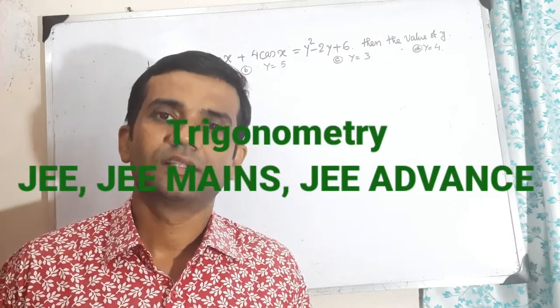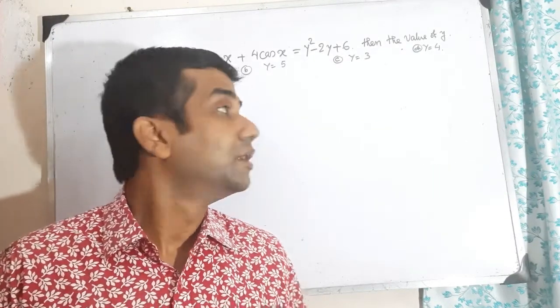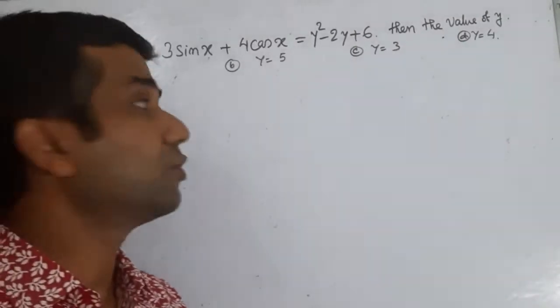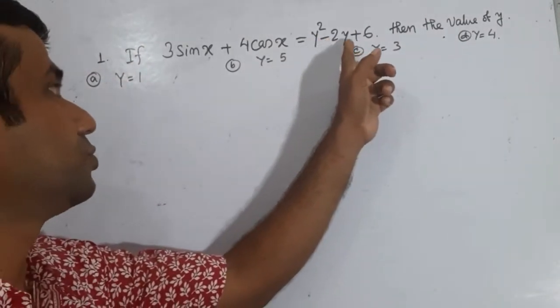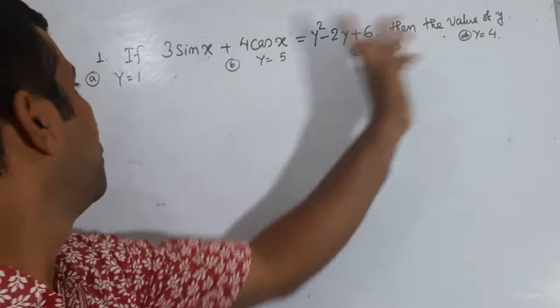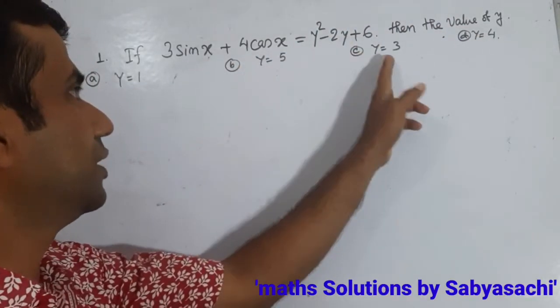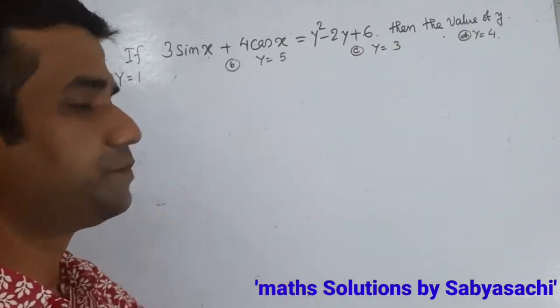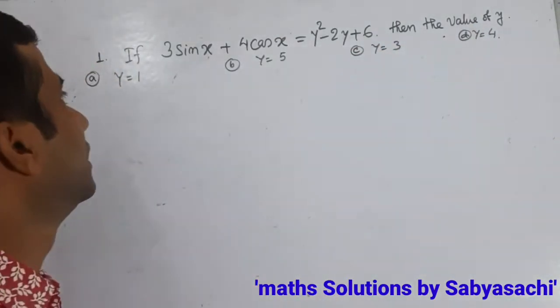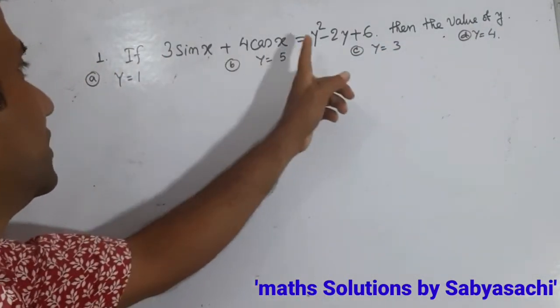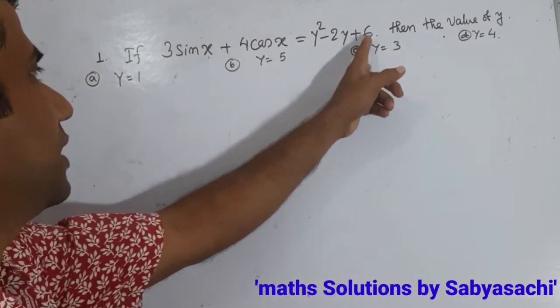Hello students, the next problem is: if 3 sin x plus 4 cos x is equal to y square minus 2y plus 6, then the value of y is: y equal to 1, y equal to 5, y equal to 3, or y equal to 4. The problem is 3 sin x plus 4 cos x is equal to y square minus 2y plus 6.